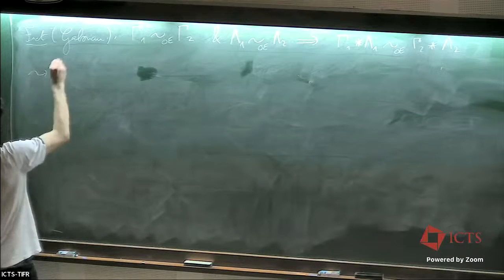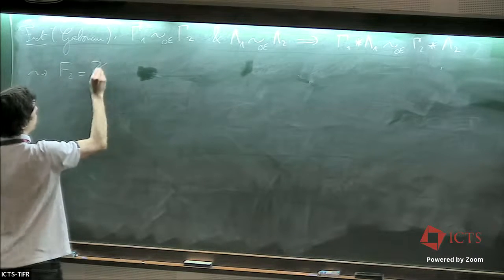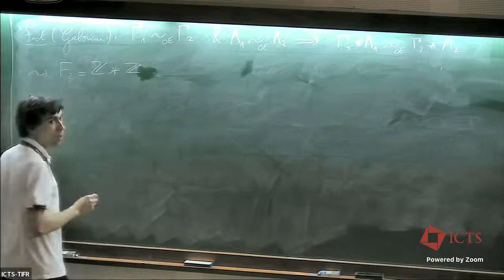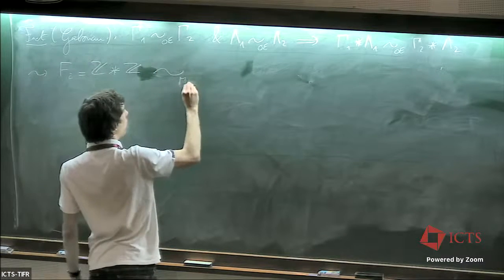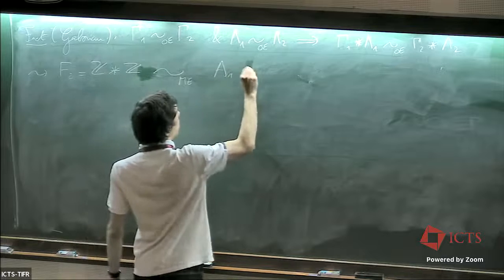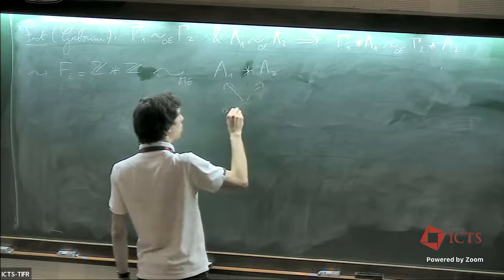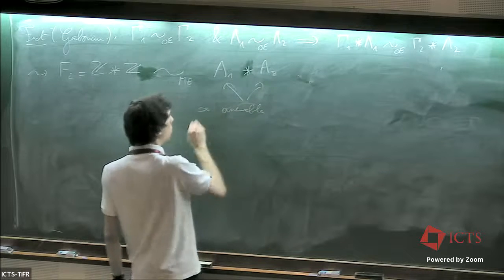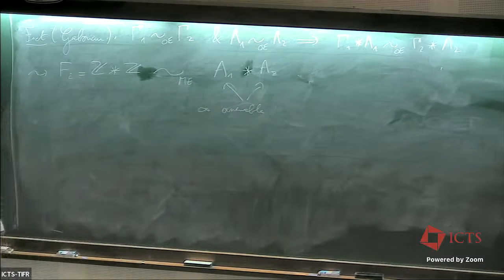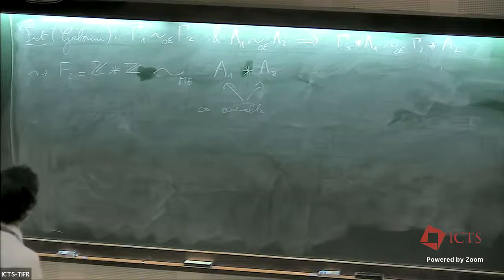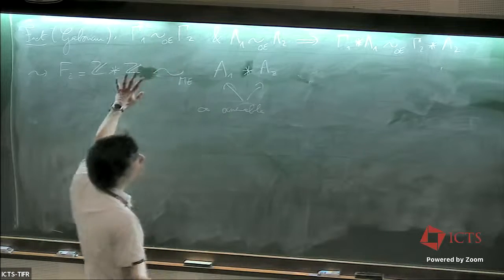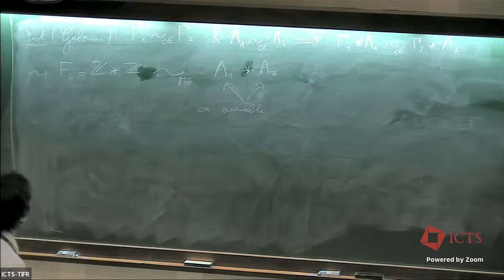And so as a consequence, F2, which is the free product Z star Z, is measure equivalent to any free product of two infinite amenable groups. So maybe in the last 5 minutes I can explain this.